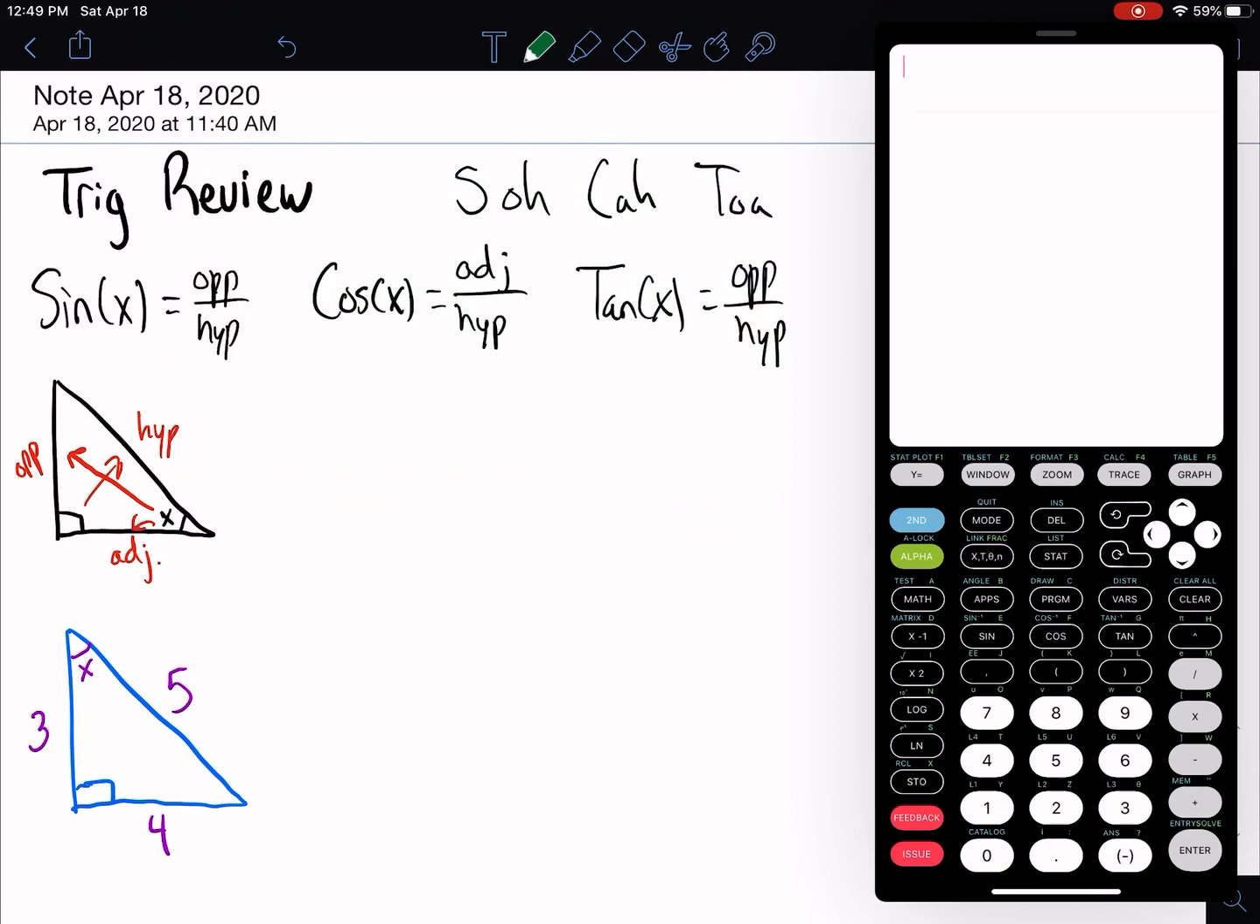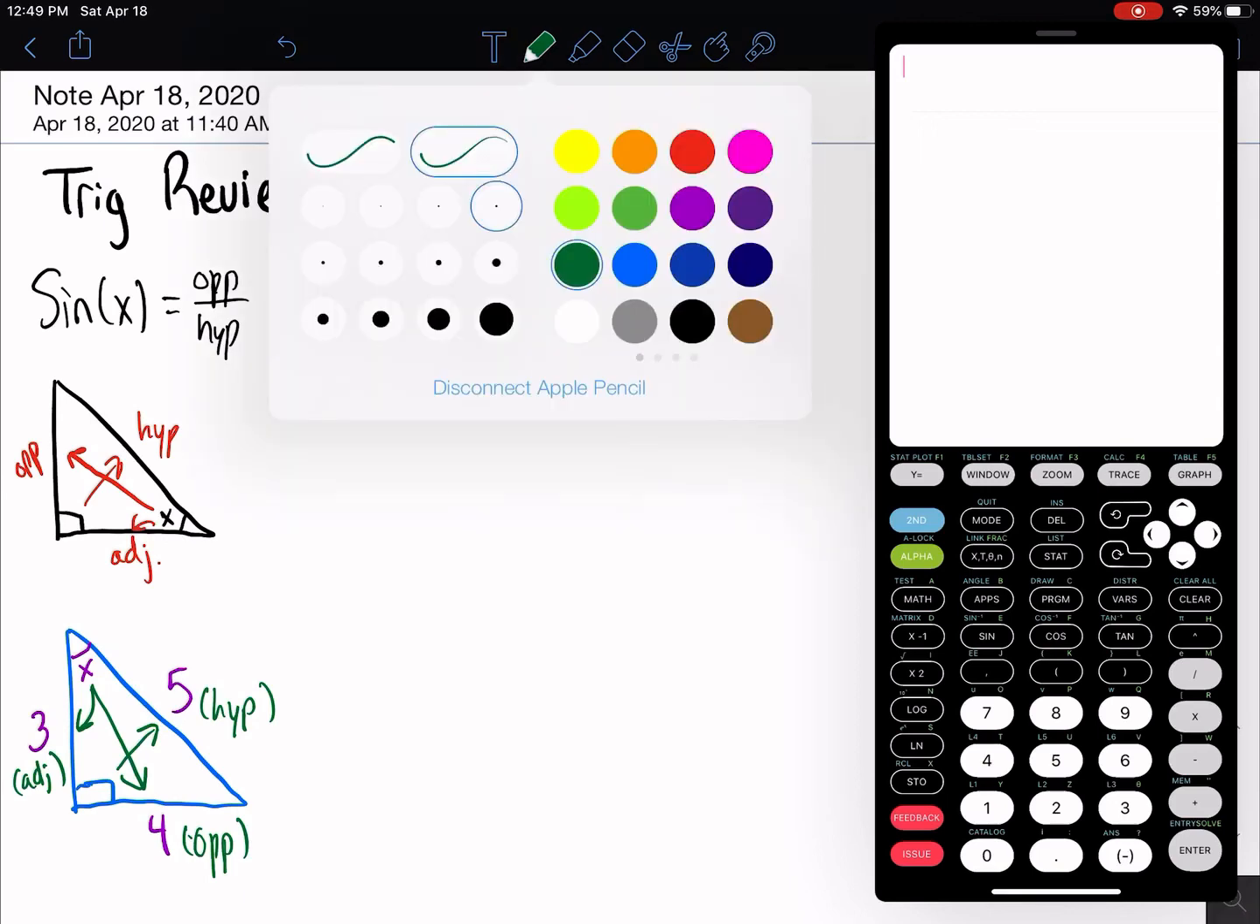Okay, so we're starting by labeling the hypotenuse. So the side labeled 5 for us, that's going to be the hypotenuse. Okay, opposite the angle x is the 4, so that's going to be our opposite side. And then next to the angle x is the 3, and that's our last side, so that's going to be the adjacent side.